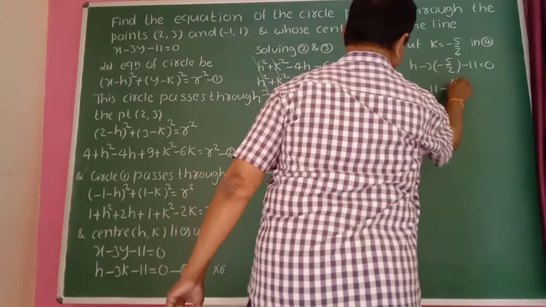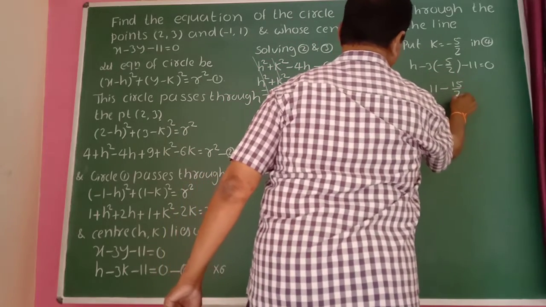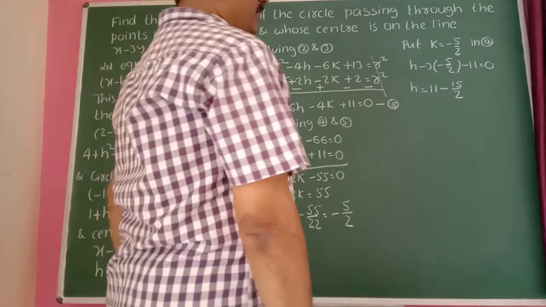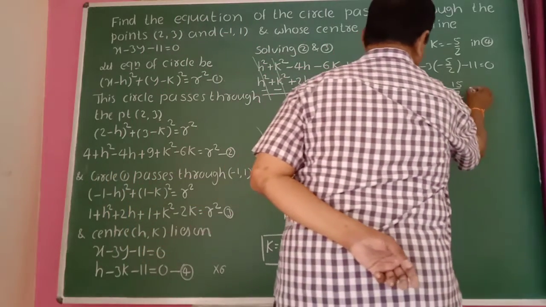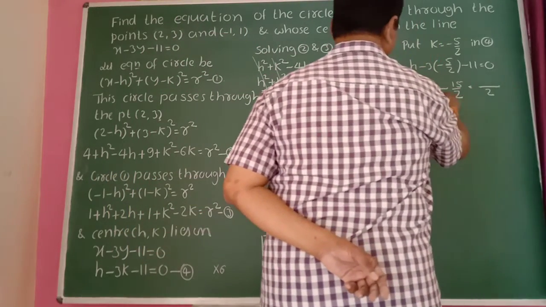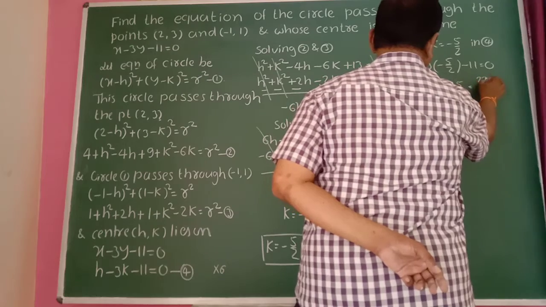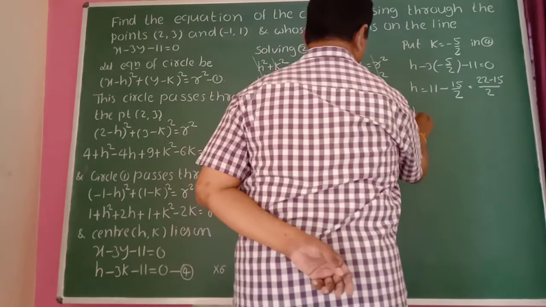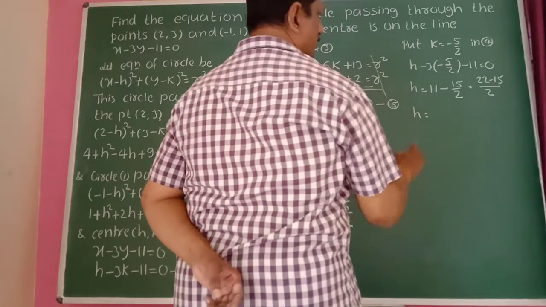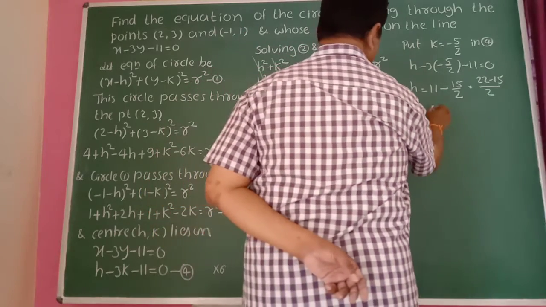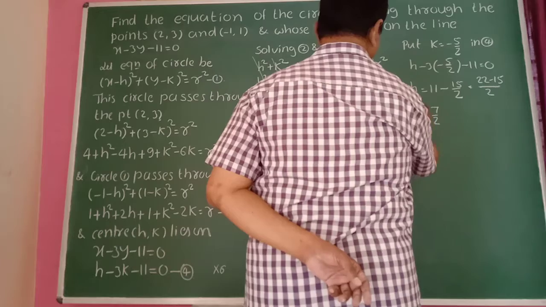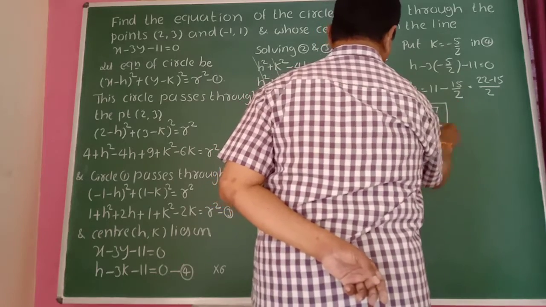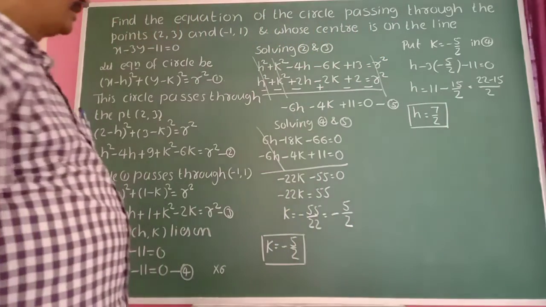Take 15 by 2 to the right hand side. Then here the LCM is 2. 11 twos are 22, 22 minus 15. Therefore h is equal to 22 minus 15, which gives us 7, so 7 divided by 2. The h value is 7 upon 2.